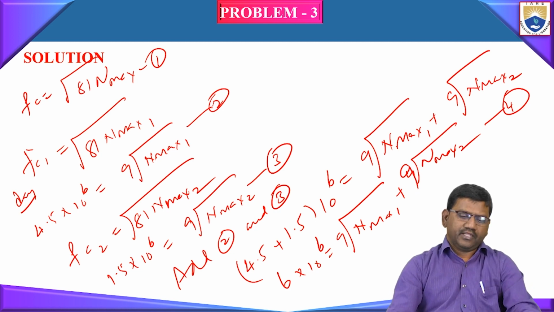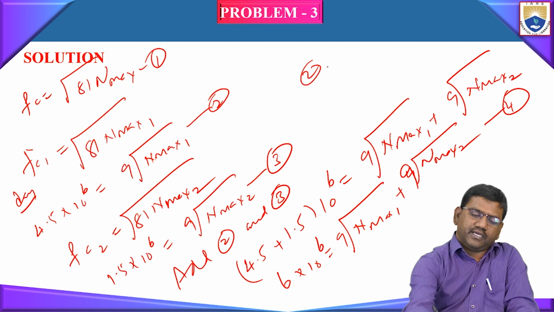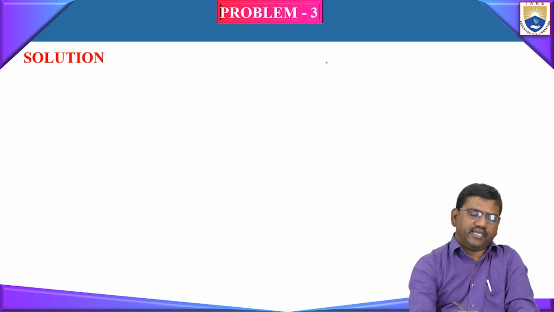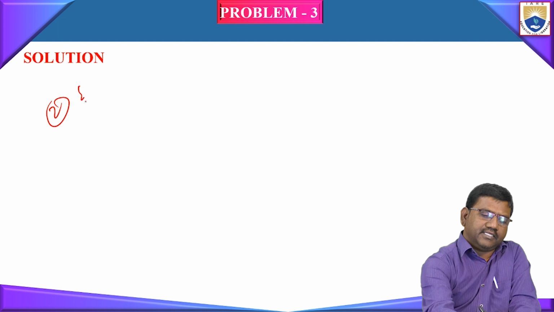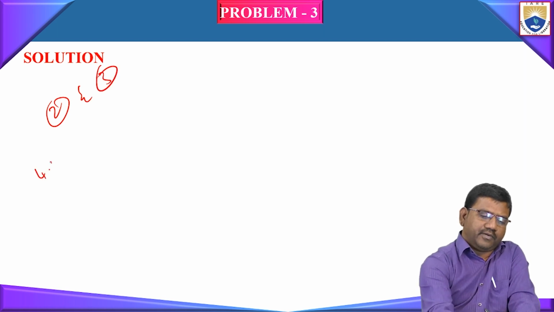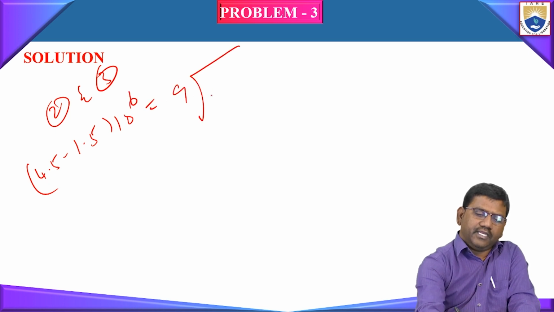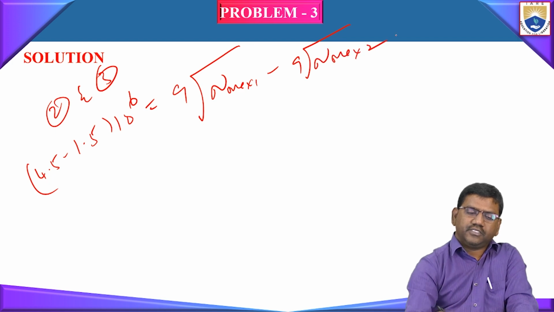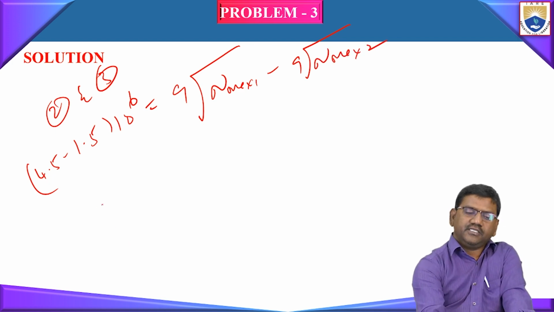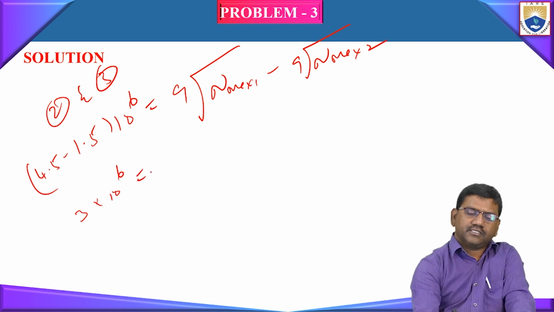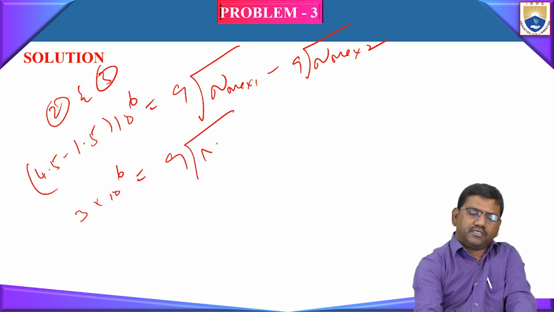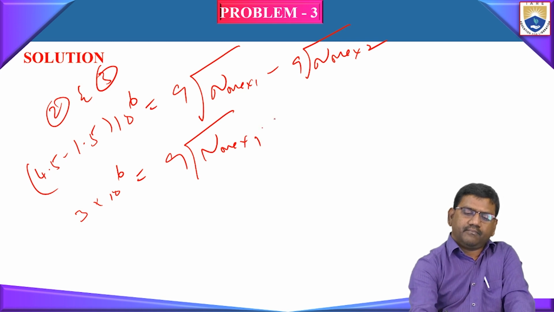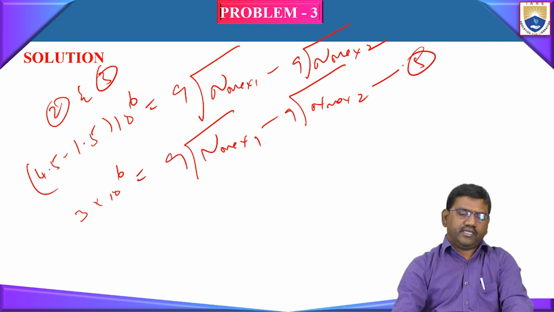Now similarly, let us do subtraction 2 minus 3 here. If we simplify subtracting 2 and 3, you will get 4.5 minus 1.5 into 10 power 6 is equal to 9 root n max 1 minus 9 root n max 2 here. So 4.5 minus 1.5 means it is 3 into 10 power 6. This is equal to 9 root n max 1 minus 9 root n max 2. This is equation 5 here.